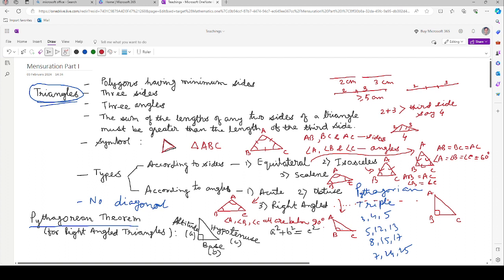ABC is a right angle triangle. Here angle B is equal to 90 degrees. Here is the figure, a right angle triangle ABC, where B is the right angle, that is 90 degrees, and the side opposite to this angle is known as the hypotenuse. It is the largest side of this triangle, and the other two sides are known as base and altitude.